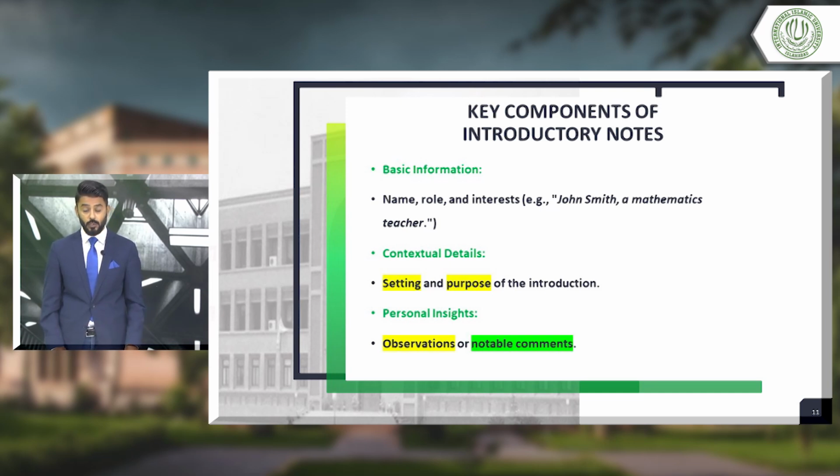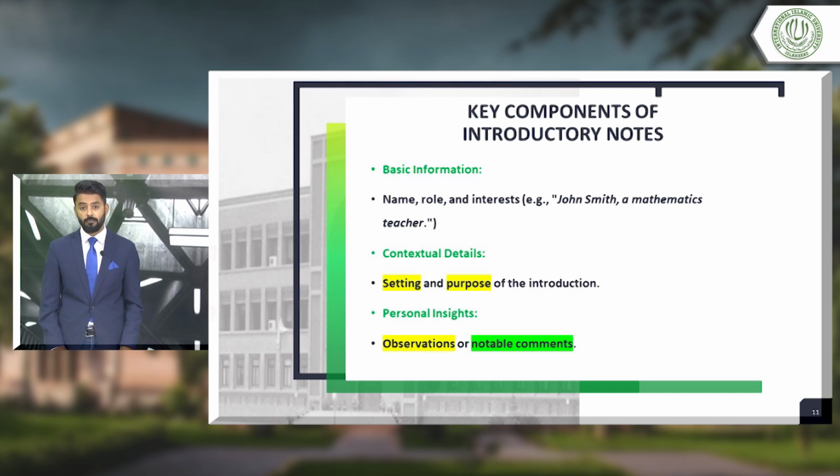The second is contextual details. Here it is very important to note down the contextual details, where you will not only write down the surroundings where you are, where it is happening. For example, it is happening at home, at a studio, at a class, at a playground. Where is it happening? So it should be the first thing that you need to tell. And of course, you need to write down the purpose as well. What is the purpose of this interview?